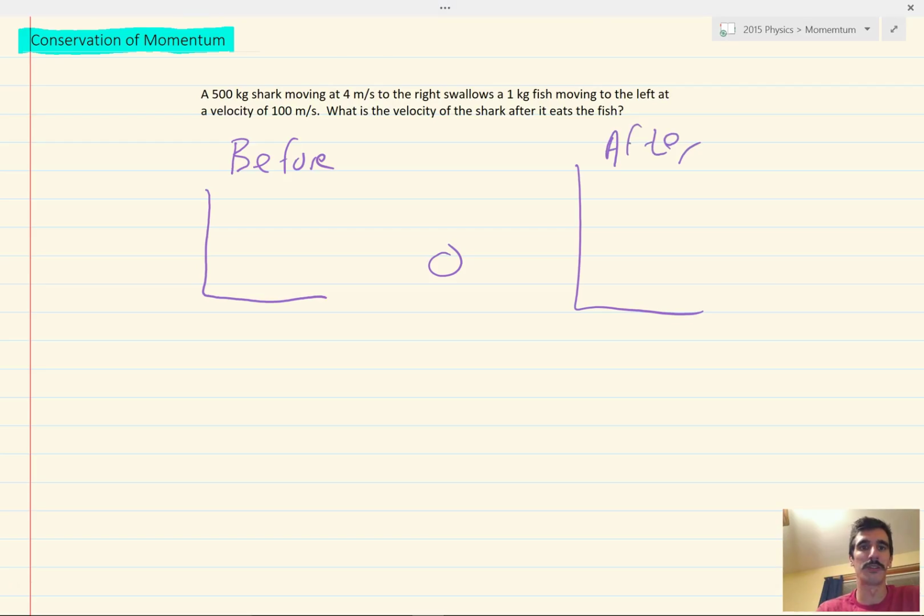So let's look at each thing. Shark moving at 4 meters per second to the right. Well, the shark is moving, so it has momentum. So we're going to make a little bar for it and say M1V1. A 1 kilogram fish is moving to the left. It has momentum. So we'll call that M2V2. And then, in this case, the shark eats the fish, so they combine their masses. So afterwards, we have M1 plus M2 times their combined velocity.